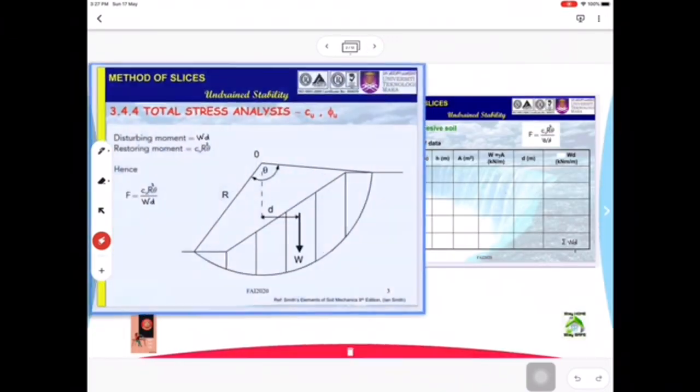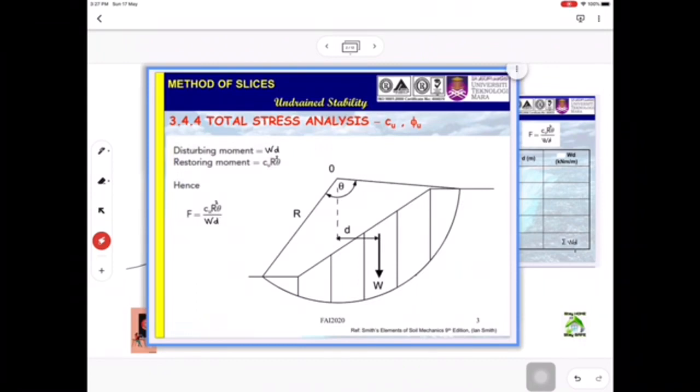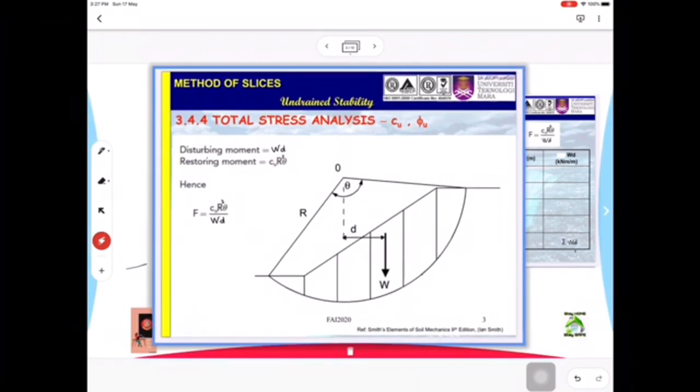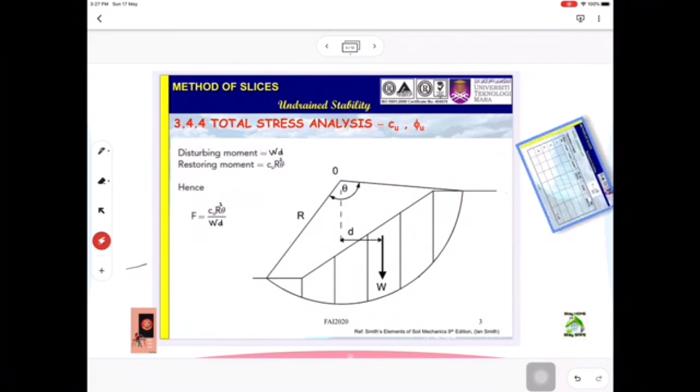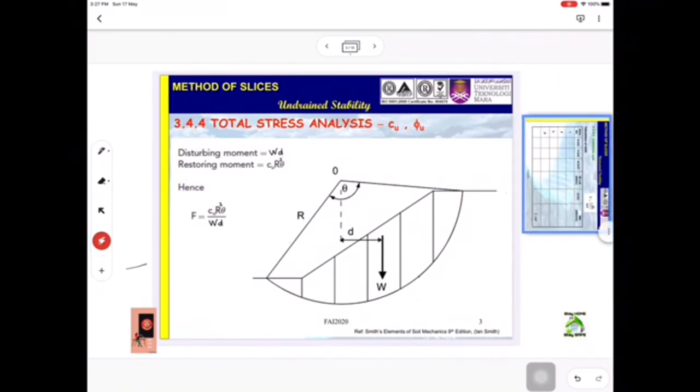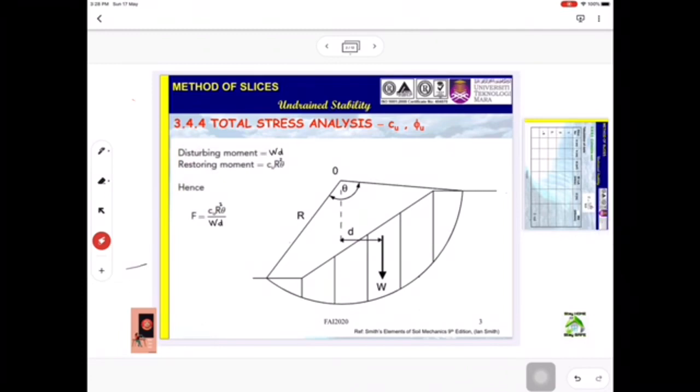First we look at the total stress analysis, which means Cu and phi u. So phi u is equal to 0. For this case, phi u is equal to 0.